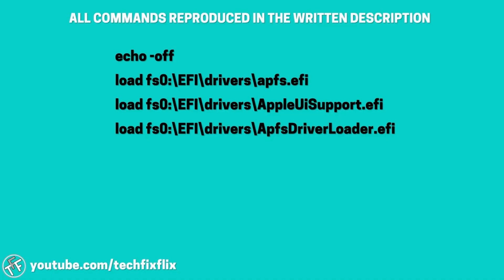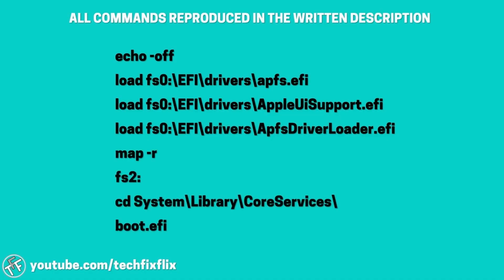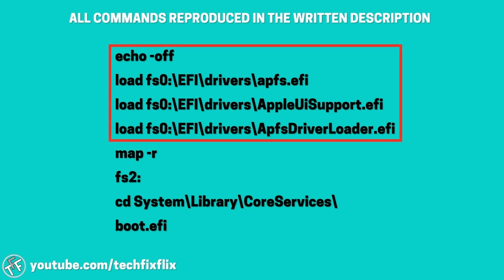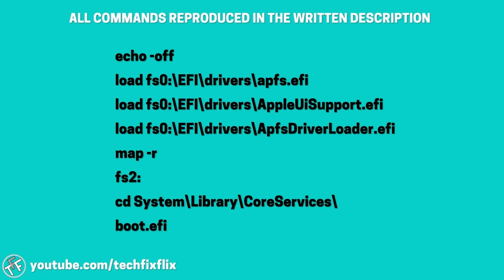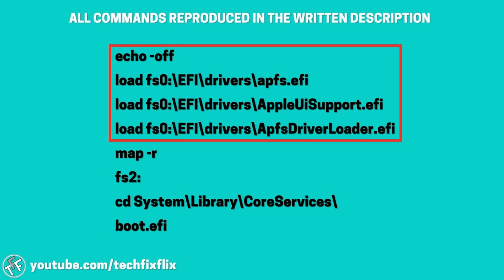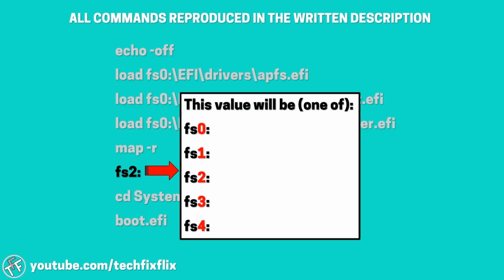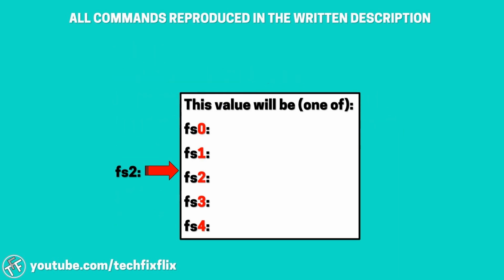To fully appreciate where we're heading with this, we're going to jump ahead to the completed startup file. You'll recognise the first 4 commands as those we've already input and saved. The remaining 4 lines will therefore load the file boot.efi from within the directory System Library Coreservices, found at FS2, accessed following a drive remapping made possible by loading the APFS drivers. The issue that constantly troubles these projects is this number, which varies with each installation. The value is typically FS2, but it could also be FS3, FS4, and even FS0 or FS1 under certain circumstances.